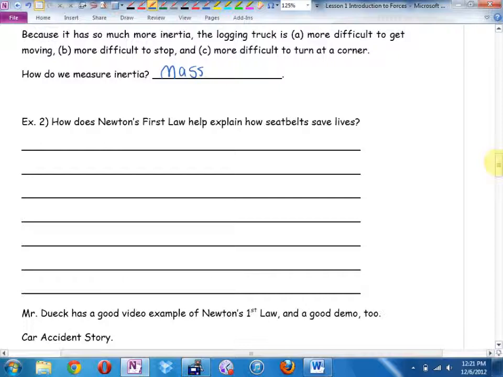How many of you have been in a car accident? Okay. I've been in a few. I had one year where I had three.